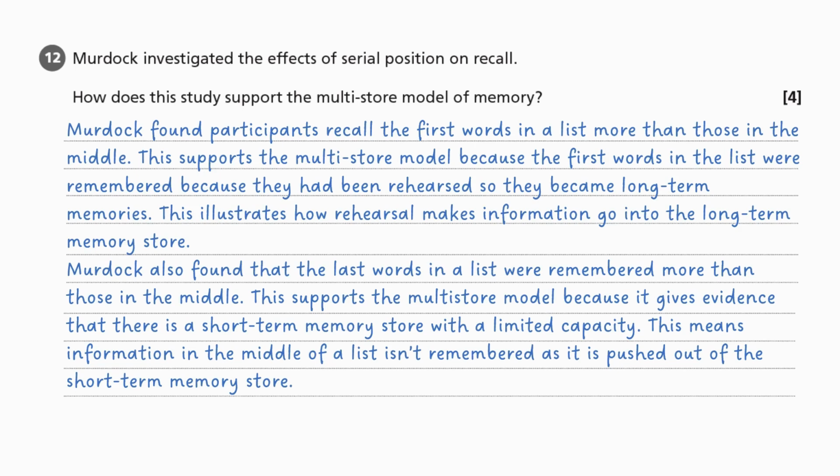So you can see there, in terms of the answer, that you've got the results found by Murdoch, you've got the link back to say what it therefore shows and how it supports the multi-store model of memory, and then you've done it again: you've got Murdoch's results from his study into serial position, and then you've related that back to how that supports the multi-store model of memory.